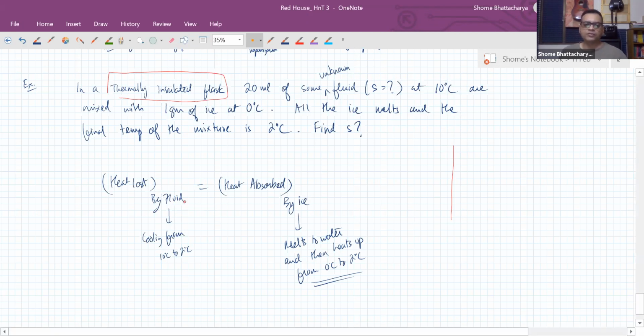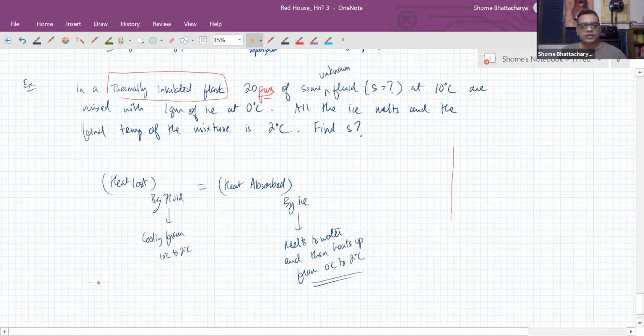But the working principle of zeroth law is this only, that if we have a situation where there's heat exchange between two bodies, the heat exchange will keep occurring till they achieve thermal equilibrium. And at thermal equilibrium, their temperatures will become equal. So the heat lost by the fluid will be, oh, this is, sorry, not 20 milliliters, my mistake. This is 20 grams. Please make a correction here.